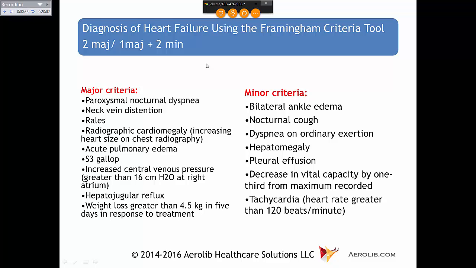Now, minor criteria, ankle edema needs to be part of your examination, nocturnal cough part of your HPI or review of system, dyspnea on ordinary exertion, hepatomegaly on examination, pleural effusion on examination or on your assessment of X-rays or CTs.